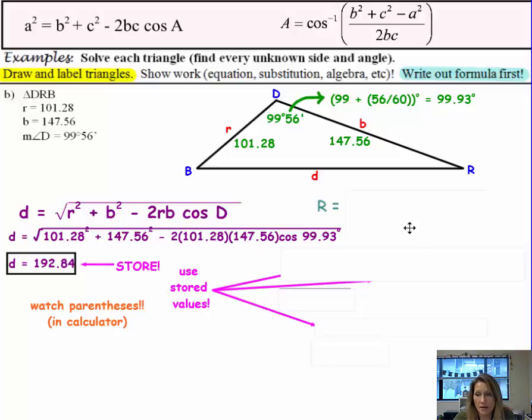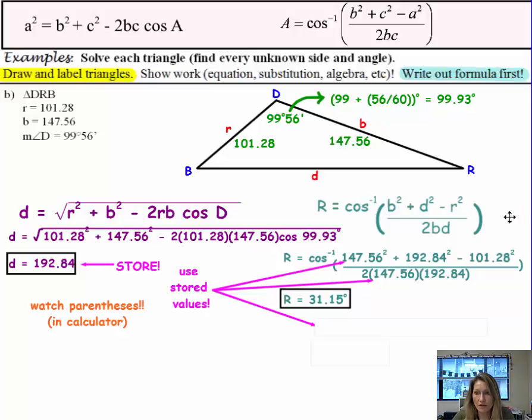Next, we can find either of the other angles. I chose to find R, so I would recommend finding that first, but you can find either one in either order. We're going to use the alternate form of the law of cosines. So go ahead and write out your formula, show the substitution, and calculate. Pause the video so you can test yourself.